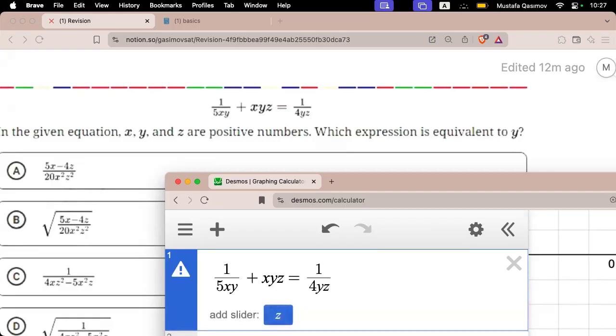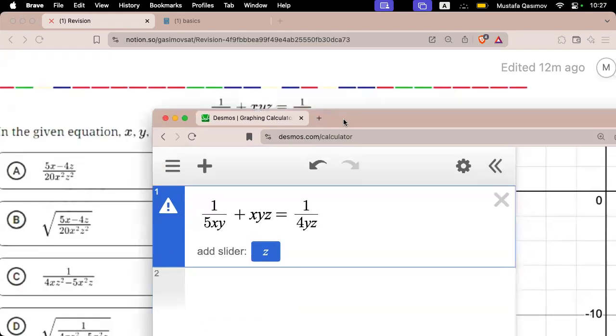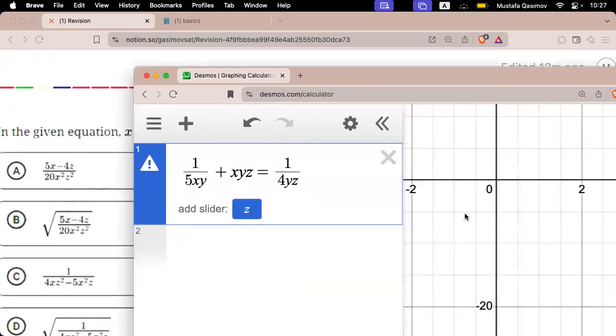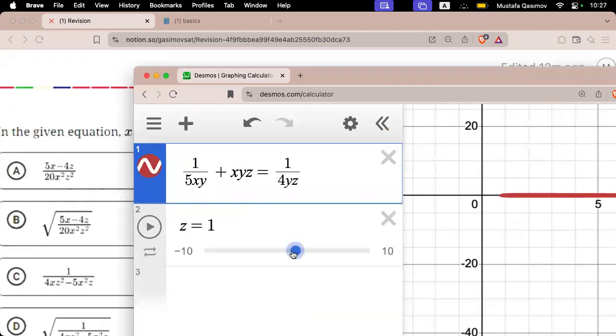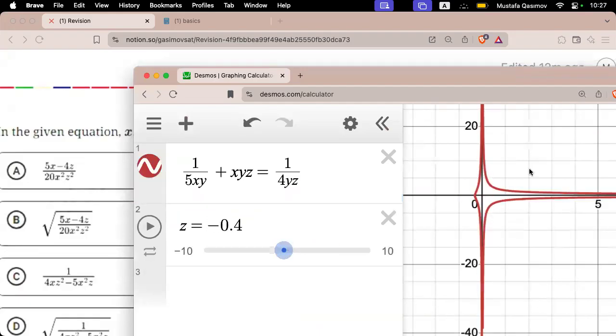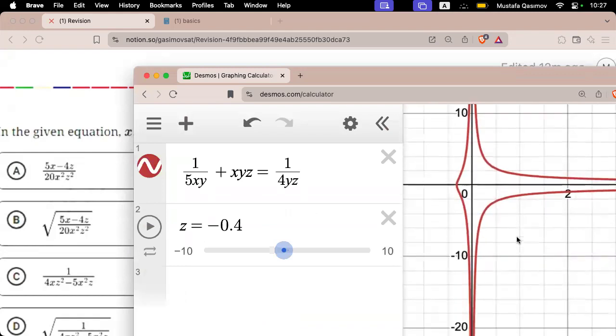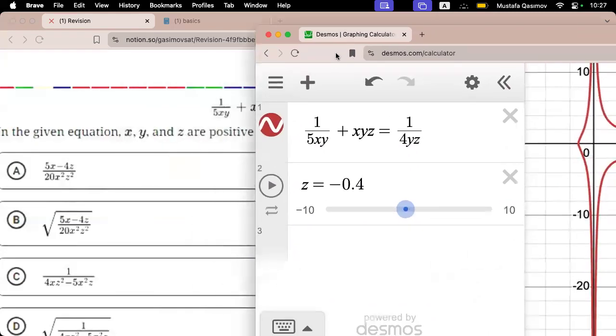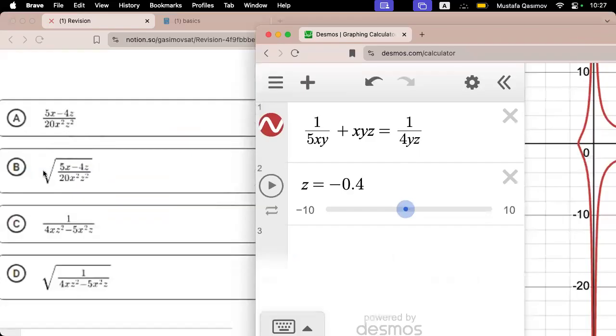Okay, when we have x and y, they are variables and it will show us, let's say, a graph. Let's say z is equal to, for example, negative 0.4. We will get something like that, okay? Then let's check all options. You can see that a and b are the same, but we have a square root in b. C and d are the same and we have a square root in d. So let's check b first, then we will check a.